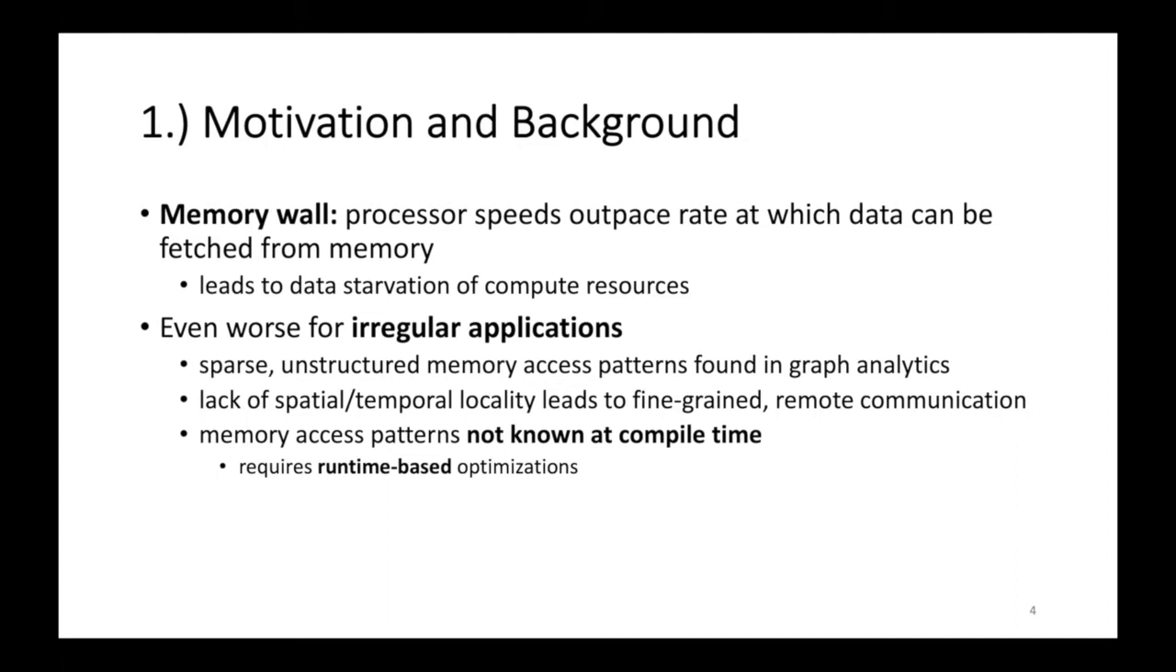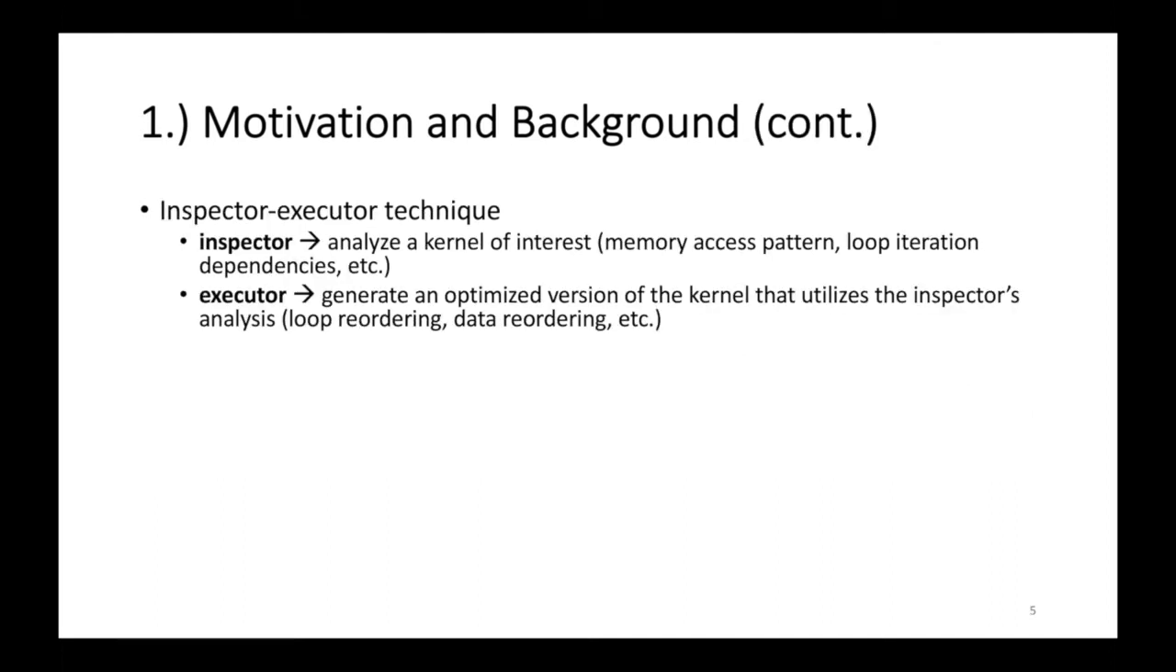These applications are hard to optimize because these memory access patterns are not known at compile time. So we have to look at runtime information to do anything. And that leads us into the inspector-executor technique. This has been out for quite a while. It's broken into two phases. Your inspector phase will take a kernel of interest and do some sort of analysis. It can look at the memory access pattern and loop iteration dependencies. And then the second phase is the executor. This takes the original kernel and generates a new version of it that's optimized using what the inspector found in its analysis. So it could reorder the loops, it could do data reordering, etc.